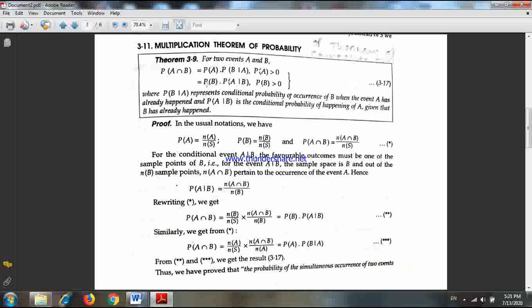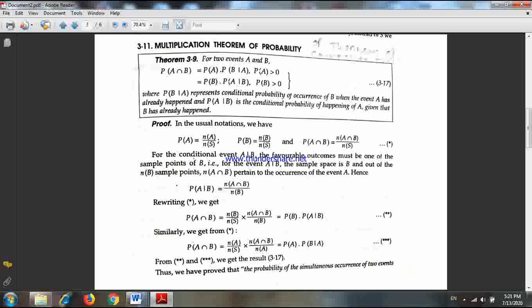And this can also be written as, if we just interchange A and B, probability of B into probability of A given B, and at that time probability of B greater than 0. We can get this statement from the definition of conditional probability also. And you know what is P(B given A) and what is P(A given B). The proof is very simple.